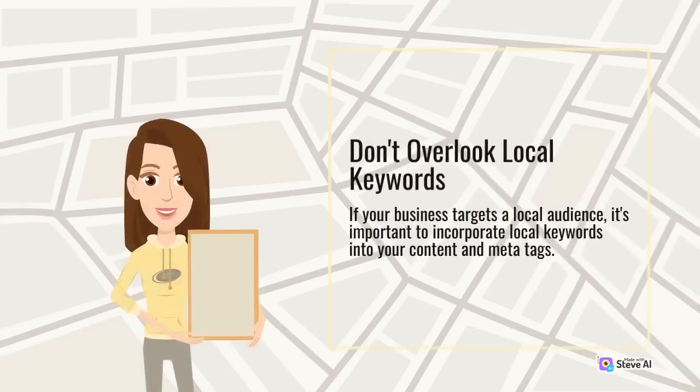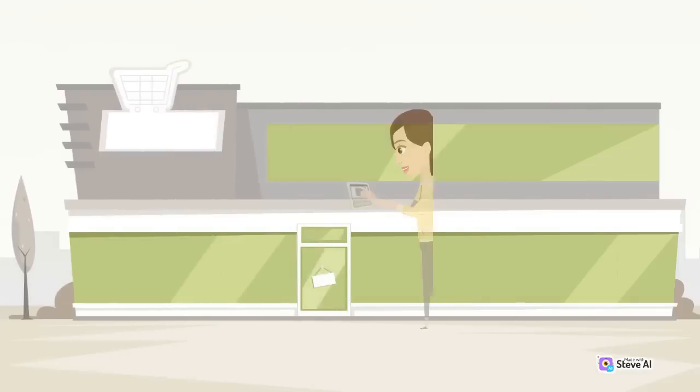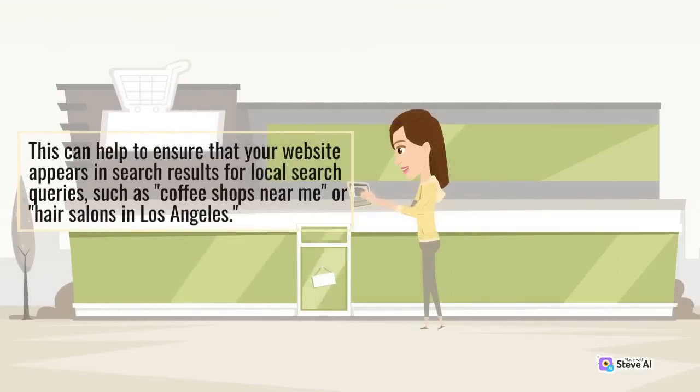Don't overlook local keywords. If your business targets a local audience, it's important to incorporate local keywords into your content and meta tags. This can help to ensure that your website appears in search results for local search queries, such as coffee shops near me or hair salons in Los Angeles.